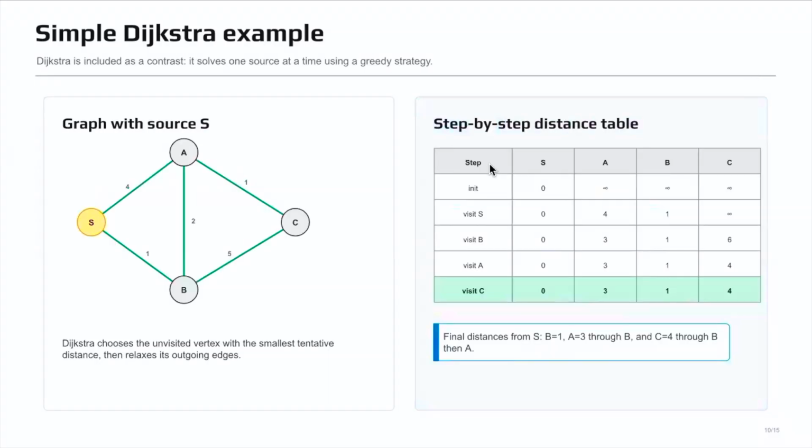And another simple Dijkstra example is as follows. Starting from S, Dijkstra repeatedly visits the unvisited vertex with the smallest distance. It first reaches B with a distance of 1, and then improves the distance to A from 4 to 3 through the vertex B. And finally, it reaches C with a distance of 4 through B and A. This illustrates how Dijkstra solves a problem from one chosen source.